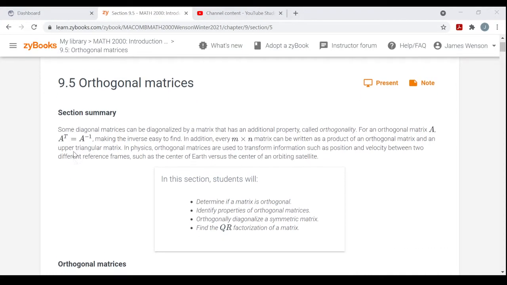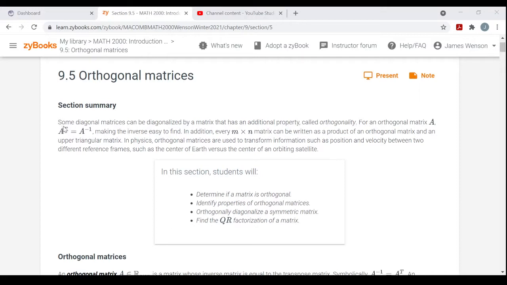Okay, so let's just get right into it here. Some diagonal matrices can be diagonalized by a matrix that has an additional property called orthogonality. For an orthogonal matrix A, the transpose is A inverse. So this is what it's going to mean to be an orthogonal matrix: a matrix whose transpose is its inverse, making the inverse easy to find.